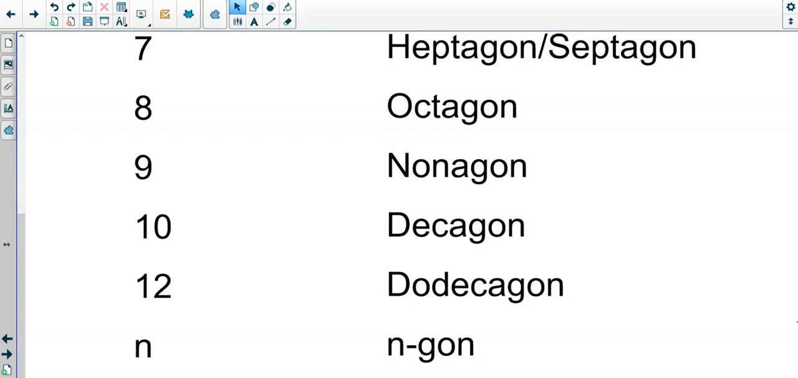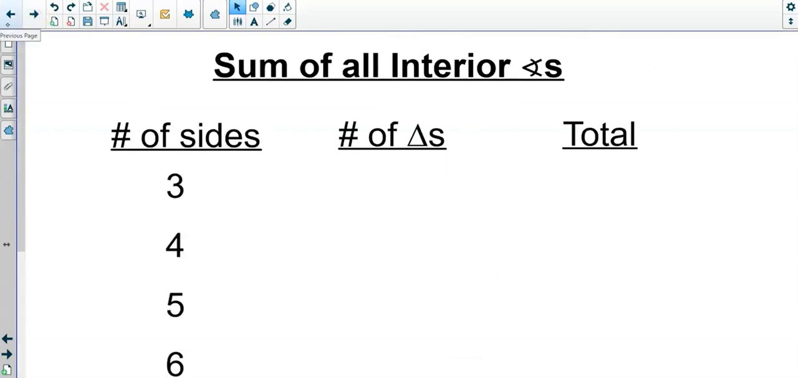Everybody else, though, I want you to know the name for. No cheating and saying 7-gon, 8-gon, although that's not incorrect. But I do want you to know those names because they will talk about those names in problems, and you need to know which ones you're dealing with. Okay? So that's how we name polygons. Pretty straightforward, nothing crazy. And then what they want you to know about polygons is they want you to know about the sum of all the interior angles.